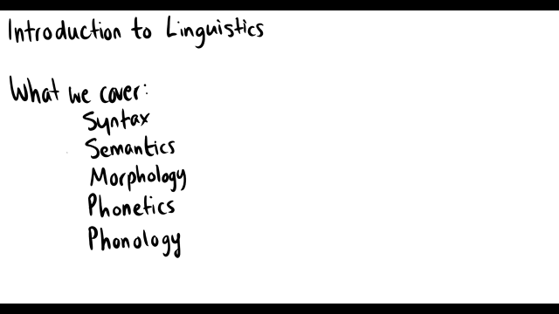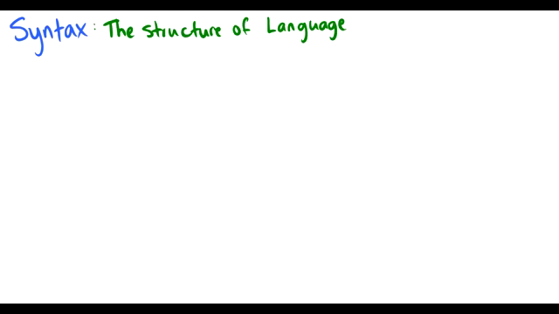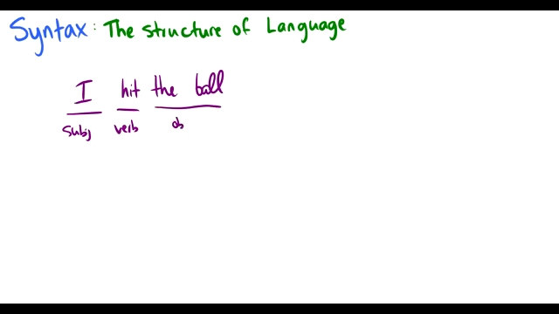So what are these 5 things? Well, we'll start with syntax. And syntax is the structure of language. So languages, like English, have a word order. For instance, we would say, I hit the ball. And with this sentence, we would have a subject, which is I. We have a verb, which is hit, and then we have the ball, which is our object. And we can classify this as an SVO language.